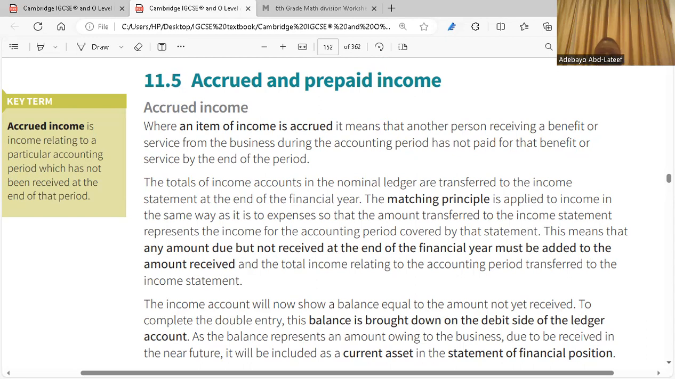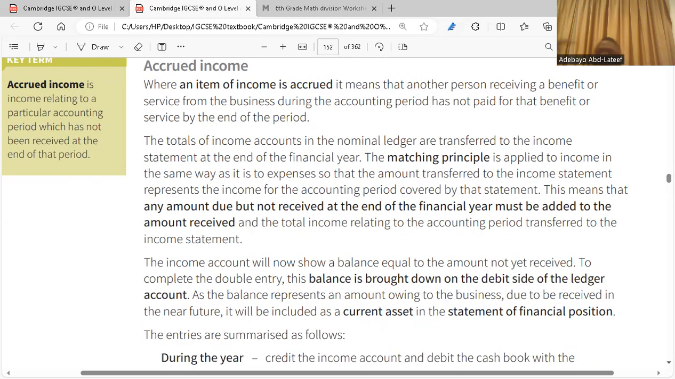So the totals of income account in the nominal ledger are transferred to the income statement at the end of the financial year. The matching principle is applied to income in the same way as it is to expenses, so that the amount transferred to the income statement represents the income for the accounting period covered by that statement. This means that any amount due but not received at the end of the financial year must be added to the amount received, and the total income related to that accounting period or year transferred to the income statement.